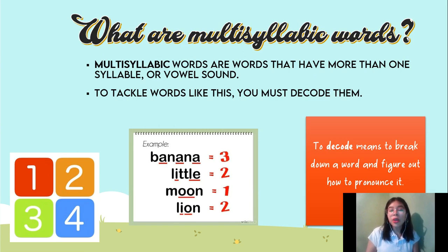What does decode mean? Here we have a note that explains it very well. To decode means to break down a word and figure out how to pronounce it. So to break down these words, we have to put them syllable by syllable for us to understand how we should pronounce them. Here we have examples: banana has 3 syllables, little has 2, moon has 1, and lion has 2.